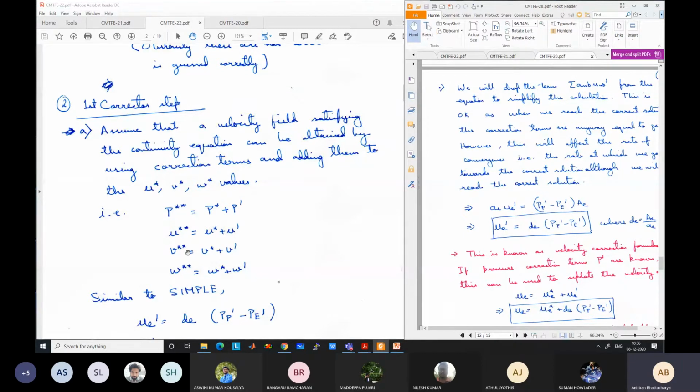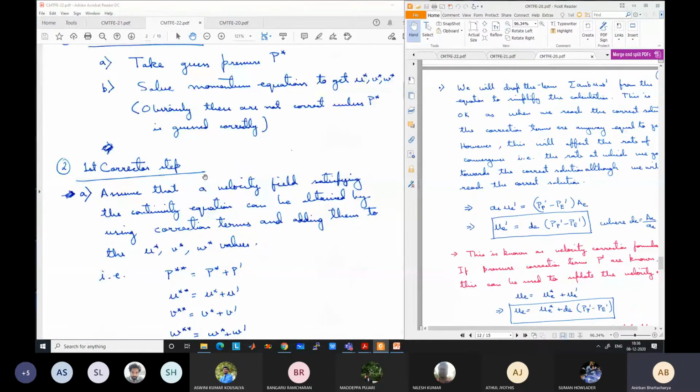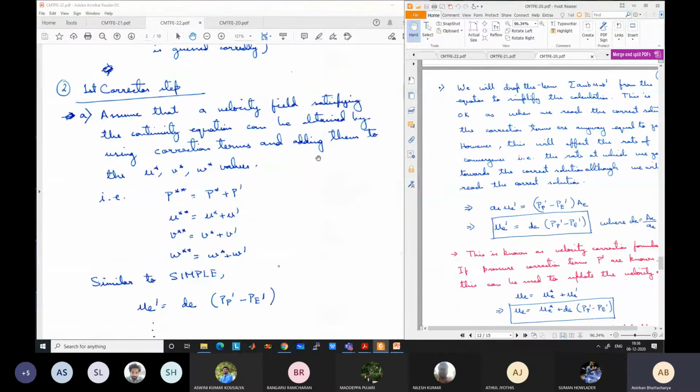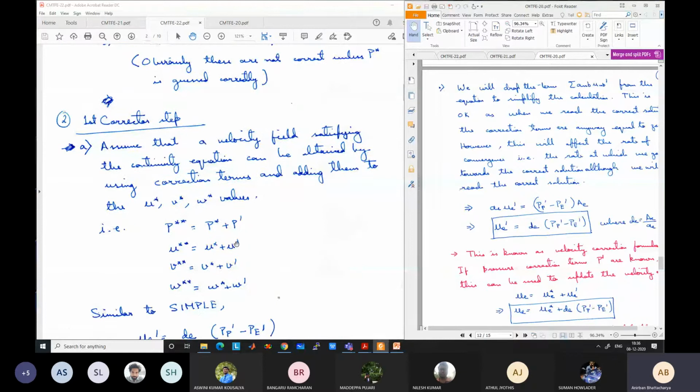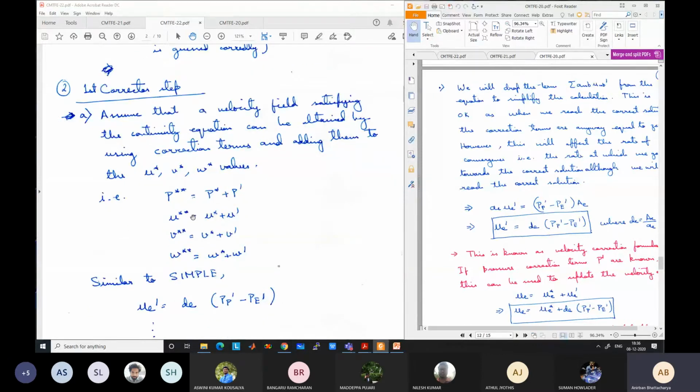At this point we have solved the momentum equations and guessed the pressure. So we know P star, U star, V star and W star. These four values are known. However, P dash, U dash, V dash, W dash are not known, and P double star, U double star, V double star, W double star are also not known. Only the single star values are known at this point in the first corrector step.